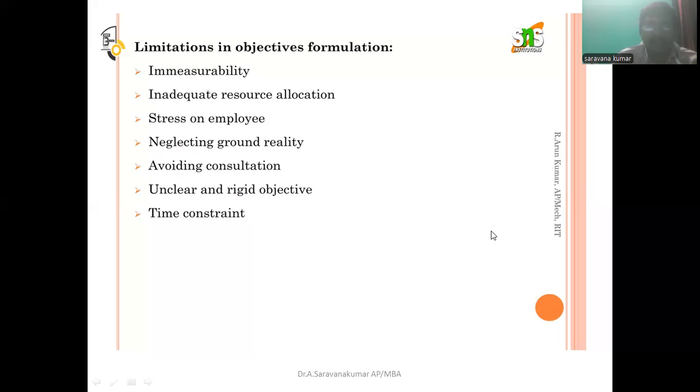Stress on employees, neglecting ground reality, avoiding consultation, unclear and rigid objectives. Due to time constraints, we can't finish the work. So there is a time constraint. It's nothing but time duty.